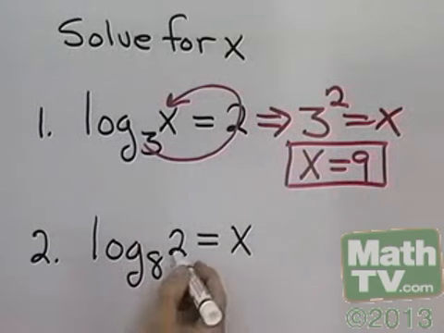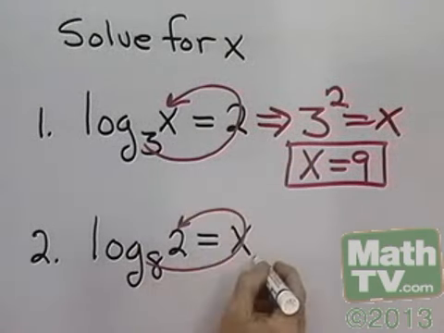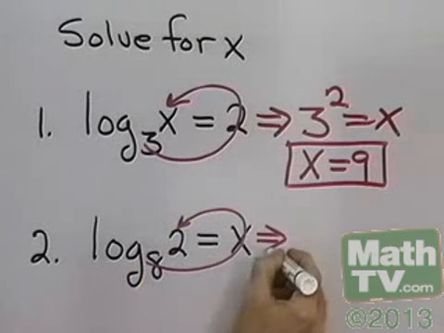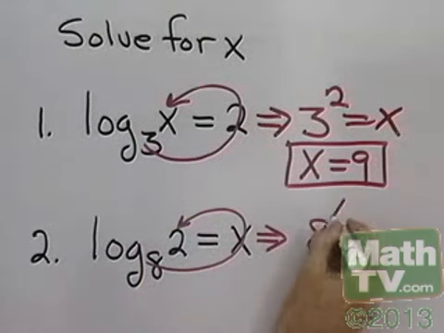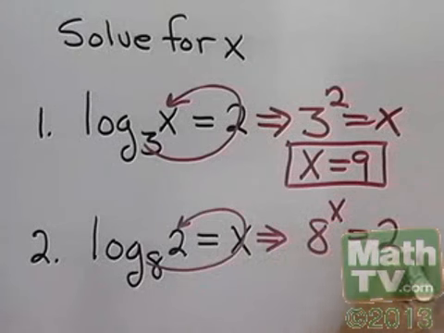Next one, log base 8 of 2 is equal to x. That means that 8 to the x is equal to 2. So I'll change to exponential form. 8 to the x is equal to 2. So what number do I raise 8 to in order to get 2?